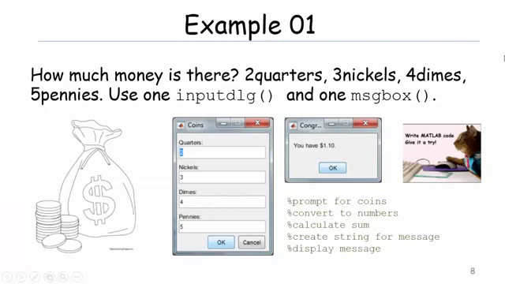So here's our very first example. How much money is there if I have 2 quarters, 3 nickels, 4 dimes, and 5 pennies? I want to use one input DLG to ask for all of them at once, so 4 fields right there, and one message box to display the number. The algorithm, if you look at it, is not just straightforward prompt, calculate, call it quits.